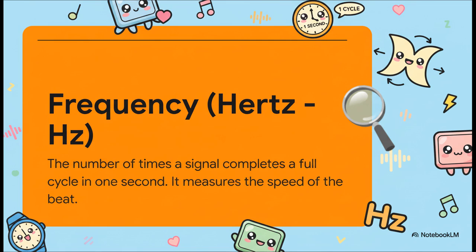Now, how do we measure the speed of this rhythm? Well, we use a term called frequency, and we measure it in hertz. And 1 hertz is super simple. It just means 1 complete cycle, 1 up and down per second. So the frequency is literally the speed of that heartbeat.